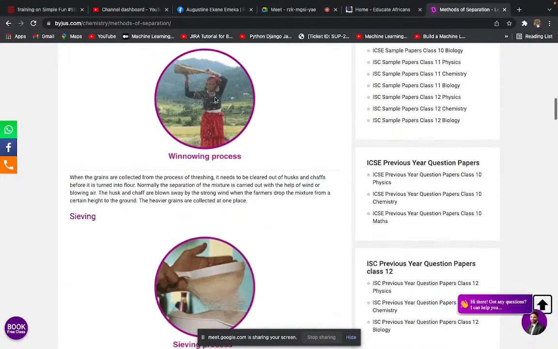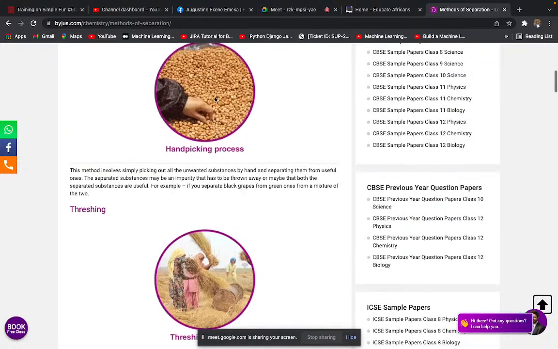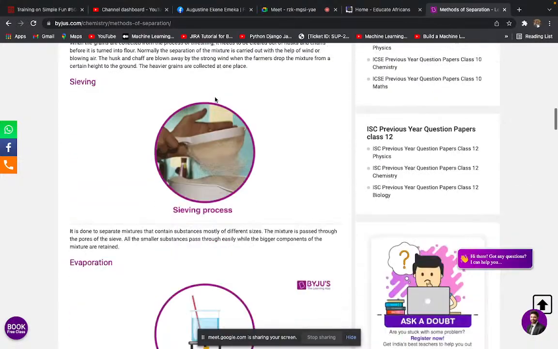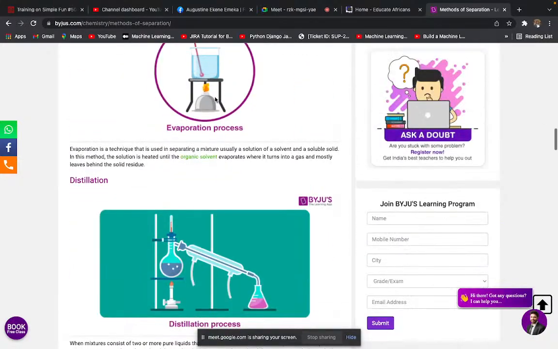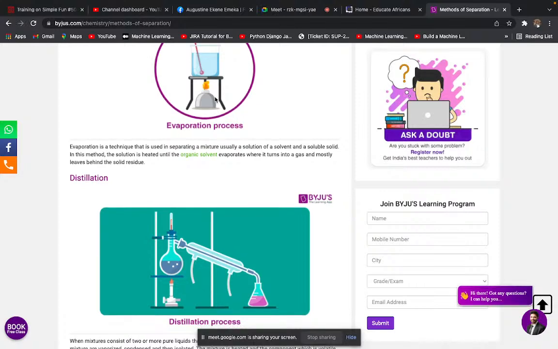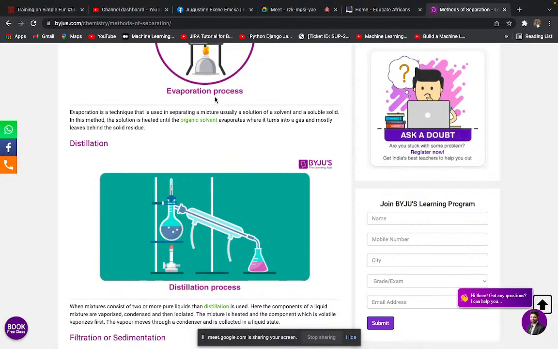And the assignment for today will be to list 6 separation techniques and give me examples of the various substances that they can be used to separate. So when you list, say, distillation, you tell us what distillation is and the kind of mixture that you can use distillation to separate. Okay, that's where we're going to be stopping.